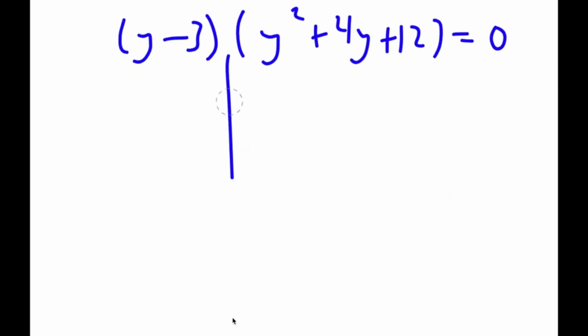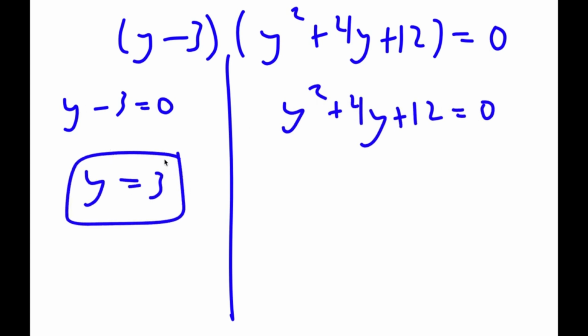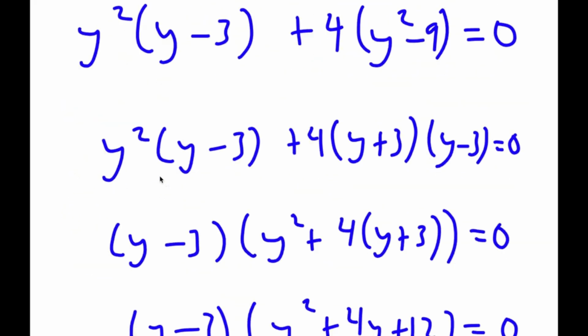So now this gives me two equations. I have y minus 3 is equal to 0, and I have y squared plus 4y plus 12 is equal to 0. So for y minus 3 equals 0, y is obviously equal to 3, and for y squared plus 4y plus 12 equals 0, well, if you actually put this in the quadratic formula, you get the square root of a negative number, and you can't take the square root of a negative number, so this is wrong, and the only solution for y is y equals 3.